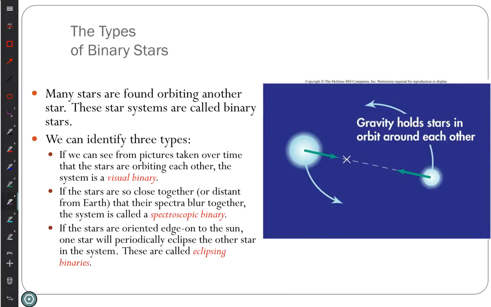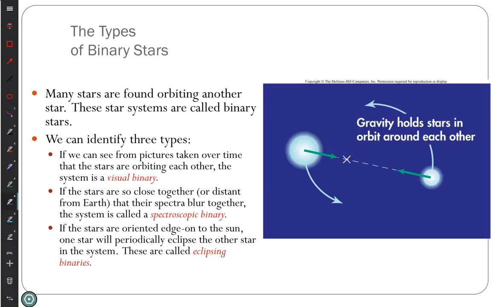Okay, binary stars. Can anybody name a binary star? Alpha Centauri. Alpha Centauri is a binary. A and B, right. Another one would be Mizar. You have Mizar A and you have Mizar B. And Mizar A is a binary, Mizar B is a binary. So what we see is Mizar. With a telescope, you can see it's two separate stars.